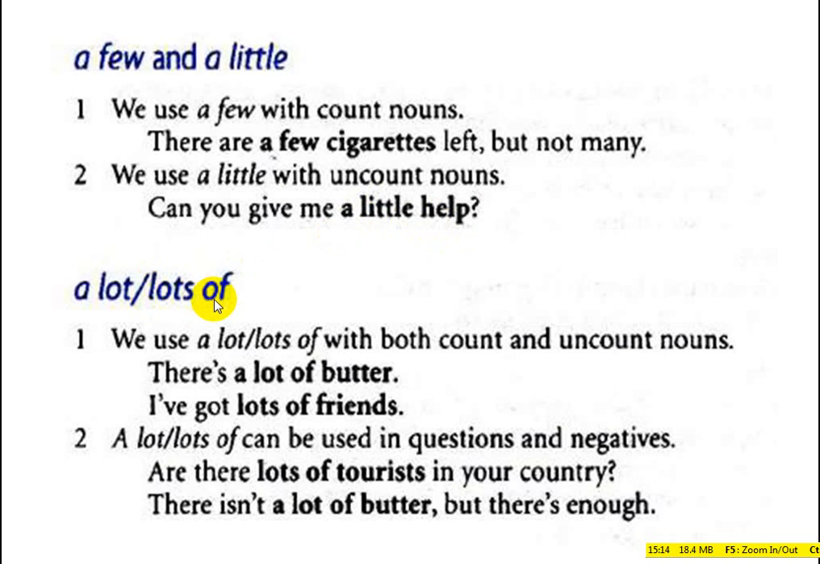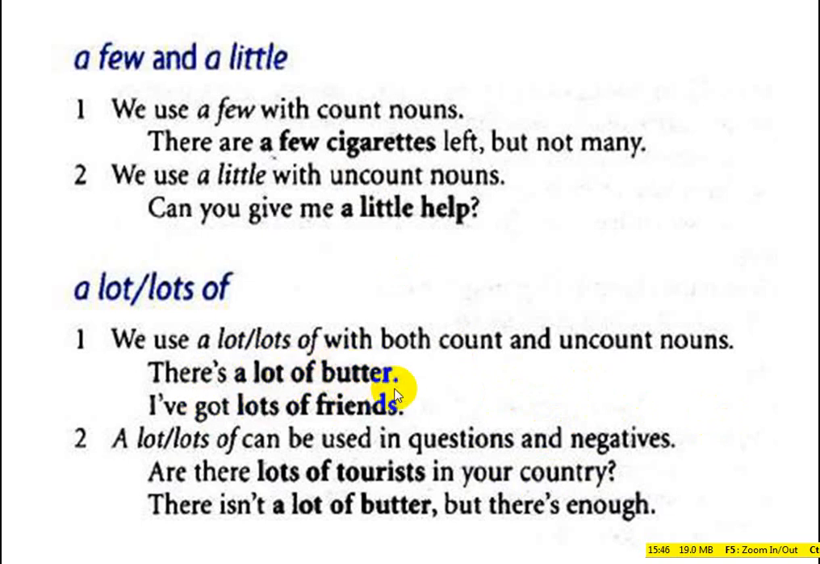A lot and lots of. We use a lot or lots of with both countable and uncountable nouns. هذا الفرق بين a lot و lots of ويا a few and a little. A few قلنا with countable nouns and a little comes with uncountable nouns, but a lot and lots of come with both countable and uncountable nouns. There is a lot of butter. Here we used a lot of with the uncountable noun butter.